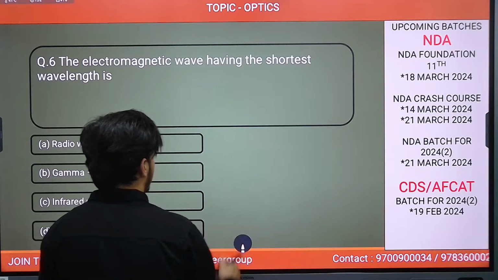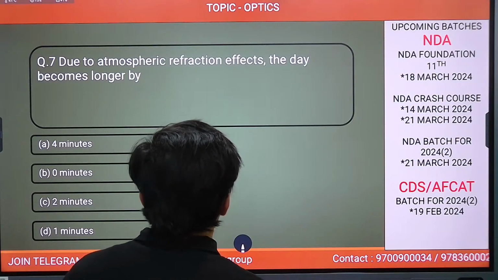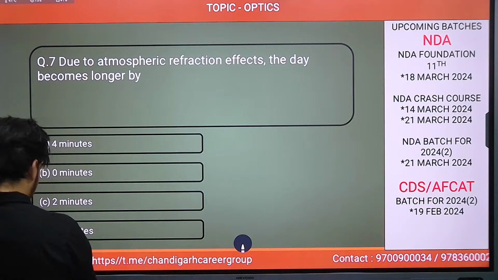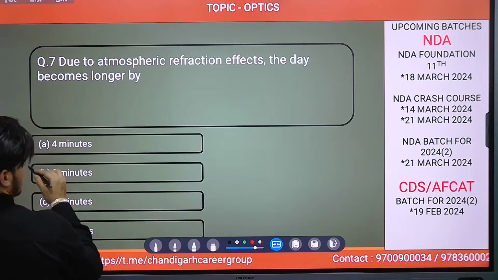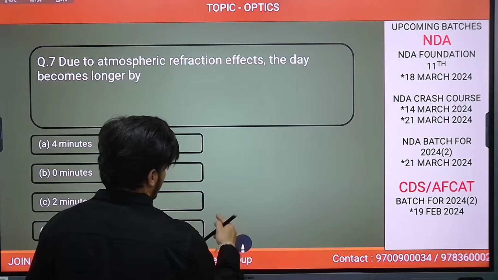आगे बढ़ते हैं next. Due to atmospheric refraction effect, the day becomes long. Again, it's a factual question. Atmospheric refraction की वजह से the day becomes 4 minutes longer. 4 मिनट ज्यादा होता है.